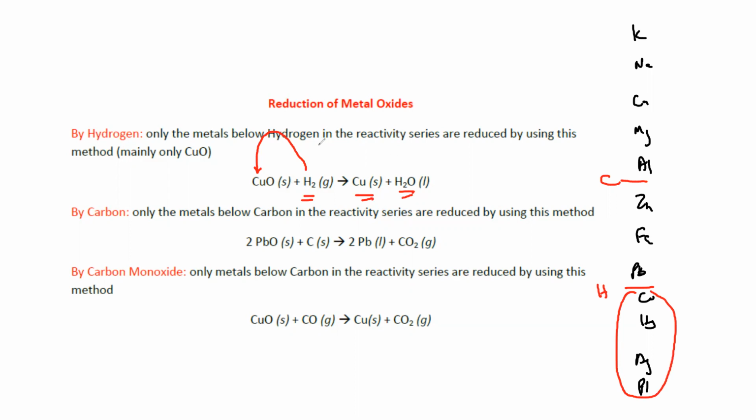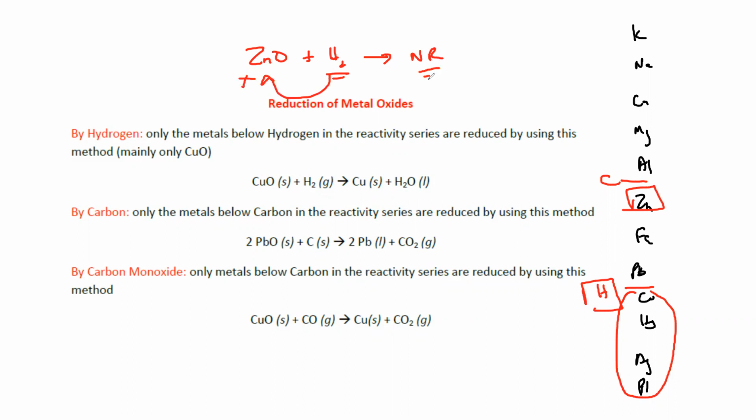So we can heat the oxide of the metal with hydrogen, but the condition is that the metal should be less reactive than hydrogen. If we use a metal more reactive than hydrogen, then this reaction won't occur. For example, if we have zinc oxide and we try to react it with hydrogen, there will be no reaction. Why? Because when you check the position of hydrogen and zinc, zinc is more reactive, so hydrogen is not able to knock out this zinc. That's why there will be no reaction.